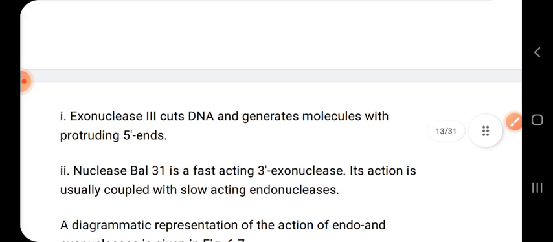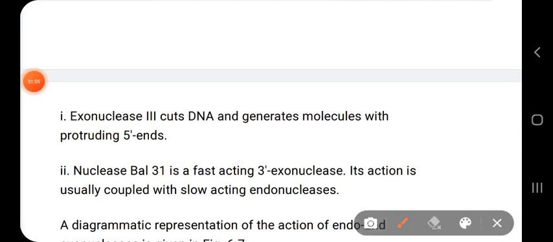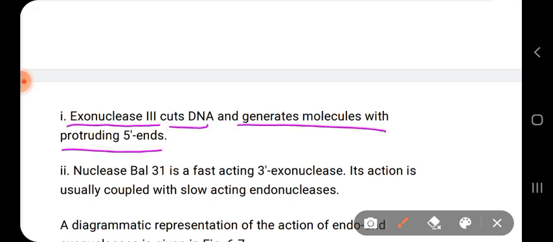Then comes exonuclease. Many modifying enzymes are there. Exonuclease 3 cuts the DNA and generates molecules having sticky ends. Exonuclease 3 cuts the DNA from terminal ends. Terminal ends mean from the ends of the DNA. Extreme 5 prime, extreme 3 prime ends they cut, and they produce sticky ends. Nuclease BAL31 is a fast acting 3 prime exonuclease. That means this nuclease BAL31 cleaves from the 3 prime terminal ends. Its action is usually coupled with a slow acting endonuclease.